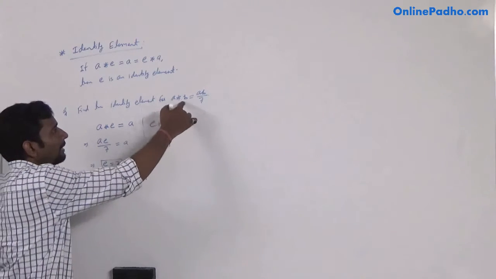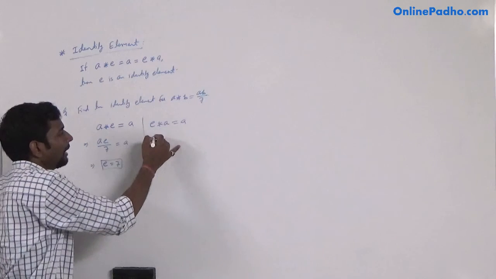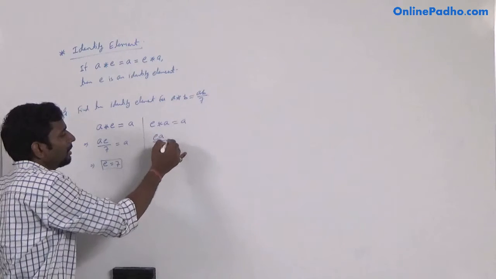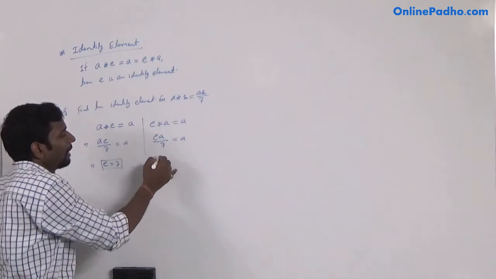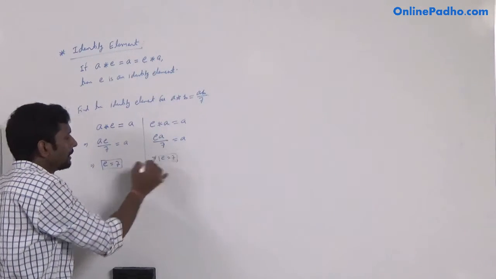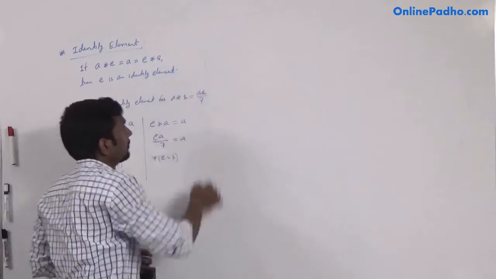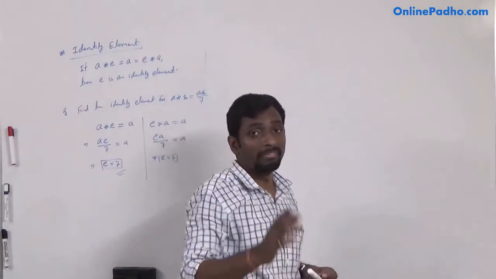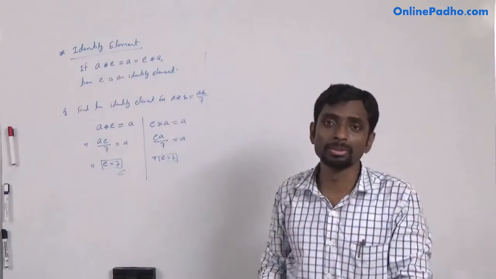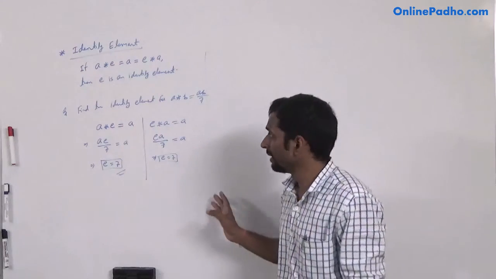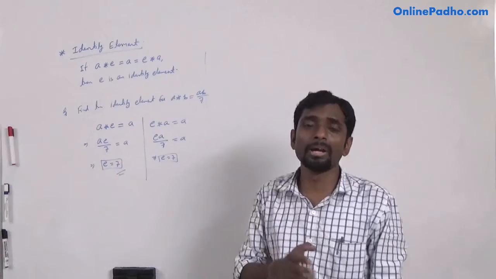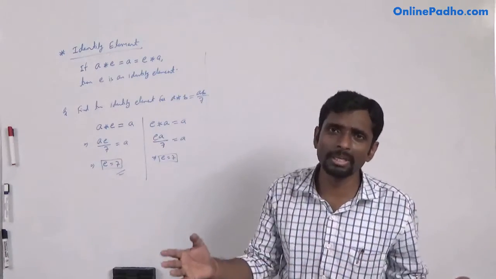E star A, if A star B is AB by 7, E star A can be written EA by 7 is equal to A. After cross multiplying, you get E equal to 7. This is the identity element in this question. 7 is the identity element in this question. So by this way, you can find the question related to identity element if the binary operations are different.